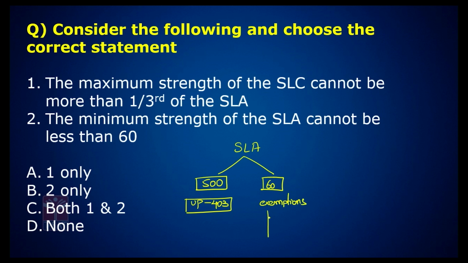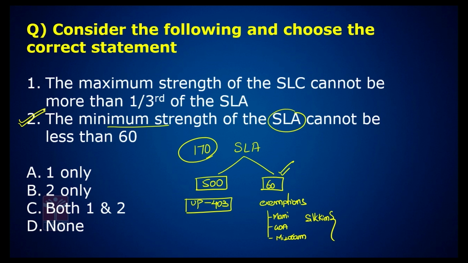Exemptions are given to Manipur, Goa, Mizoram, Sikkim, etc. Because of the small population, we have very few MLAs in the State Legislative Assembly, less than 60. But the minimum strength as per Article 170 is 60. So the minimum strength of the assembly cannot be less than 60. This is correct as per Article 170.